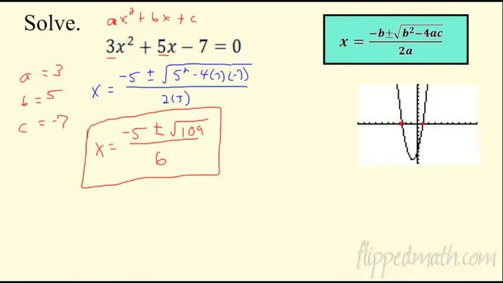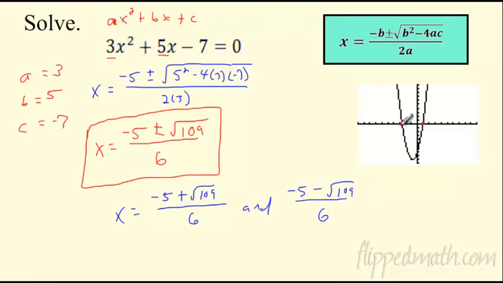That's awesome. I just want to make sure you know what this plus or minus really means. It means we have two answers. One is when x equals negative 5 plus the square root of 109 over 6, and the other is negative 5 minus the square root of 109 over 6. So these two answers are the points on the graph where it crosses and equals 0.